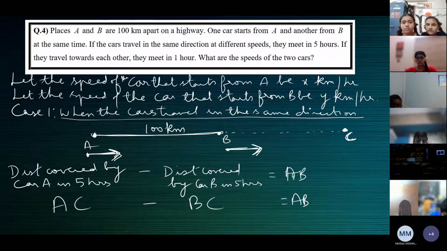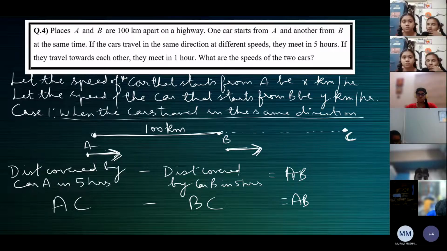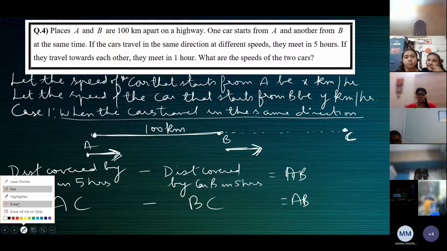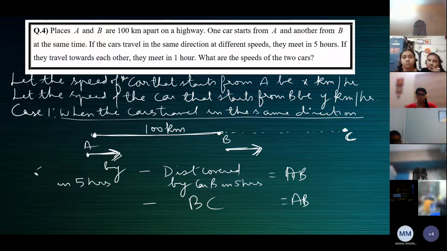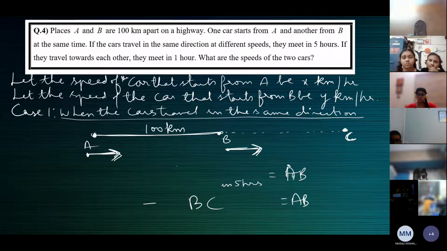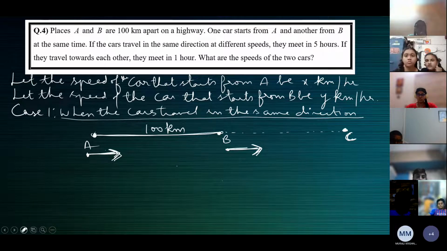Now from the line segment, what is AC minus BC? AB, no? From AC, if you take away BC, you will get AB. AC minus BC is equal to AB. Let me write this first for you. All of you should understand. Listen to me. I'm writing it again for you. See here, I'm writing AC minus BC is equal to AB.